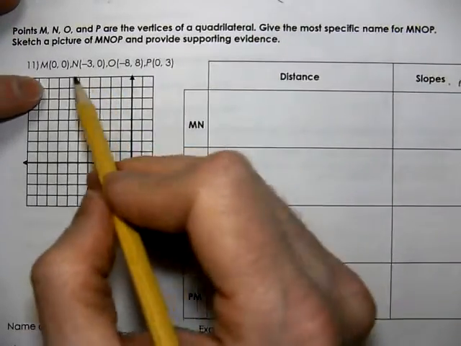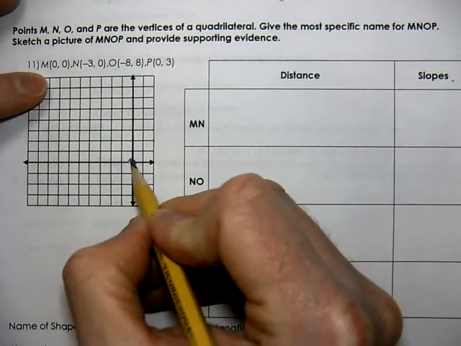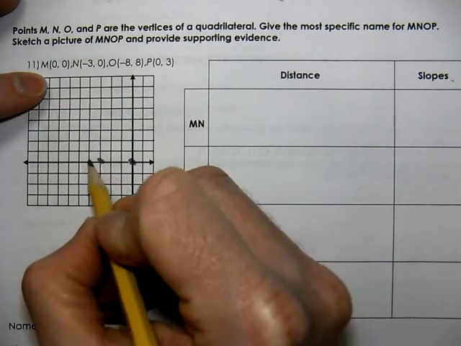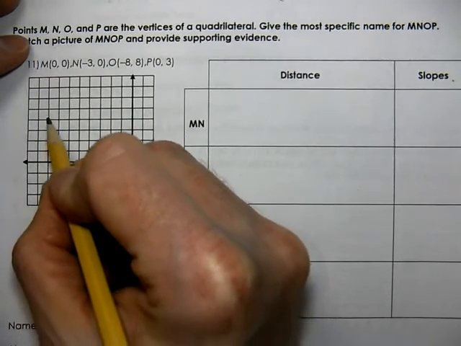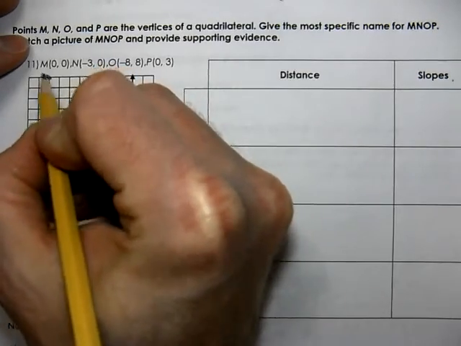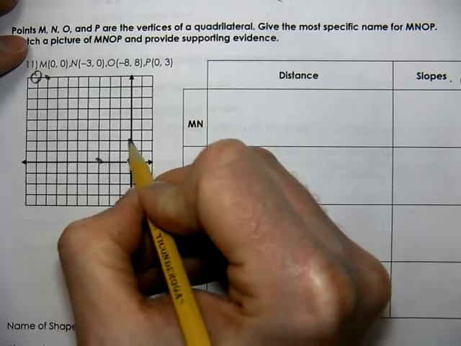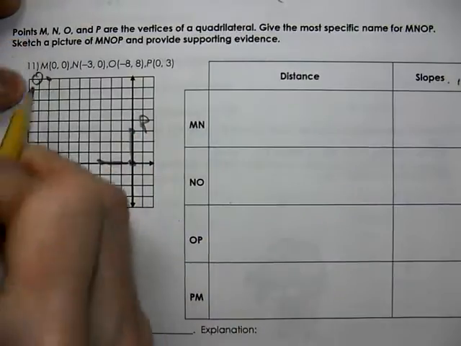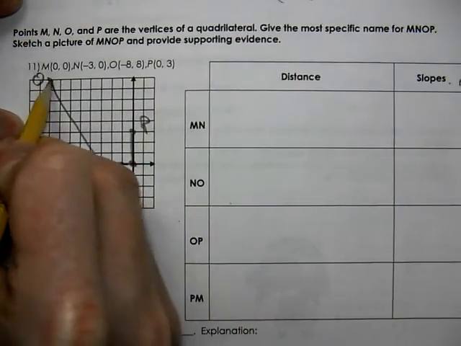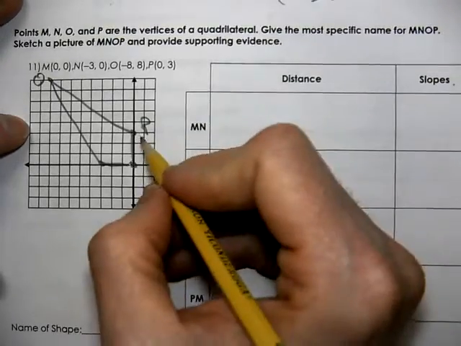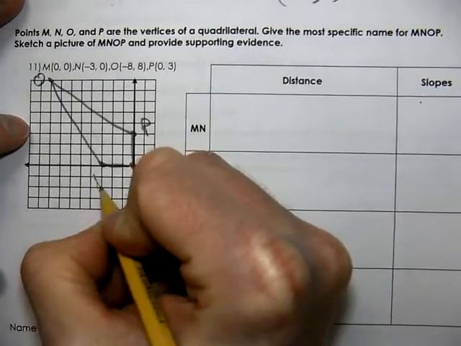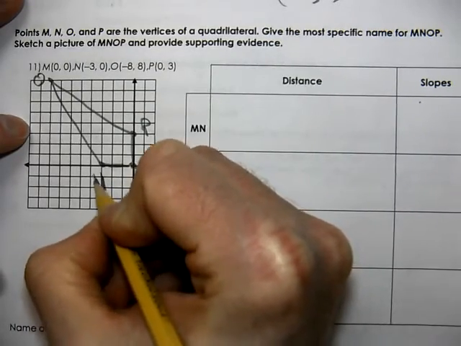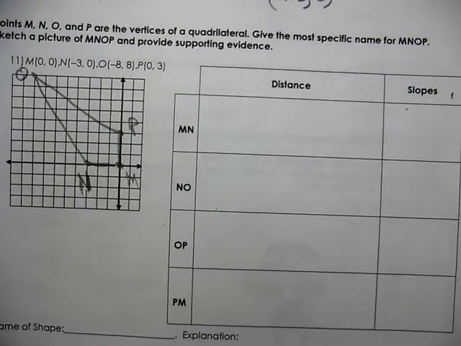We're going to plot the points. We have M at 0, 0, N, O, and P. So there's our shape.